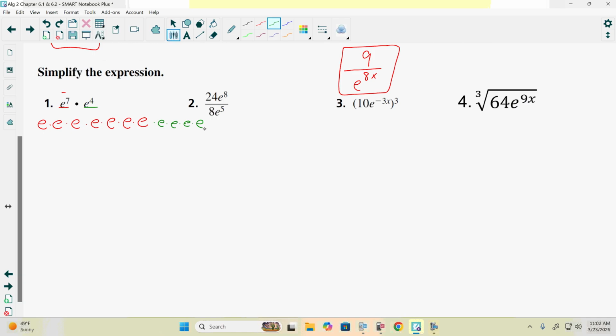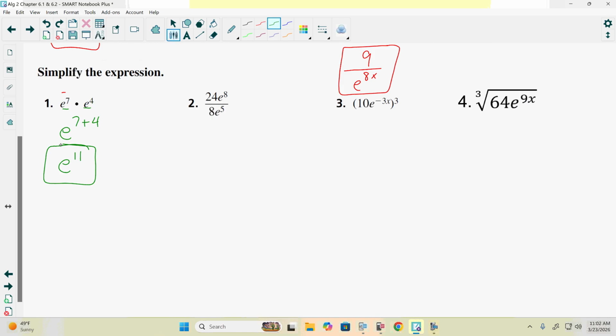Well, how many e's do we have total? Here I have 7 and 4, so we have a total of 11, yes? So we feel good with that? We're multiplying like bases. When the bases are the same, they're both e, we can add the exponents together because I have 7 of them multiplying with 4 more, for a total of 11. When we multiply like bases, we add those exponents.